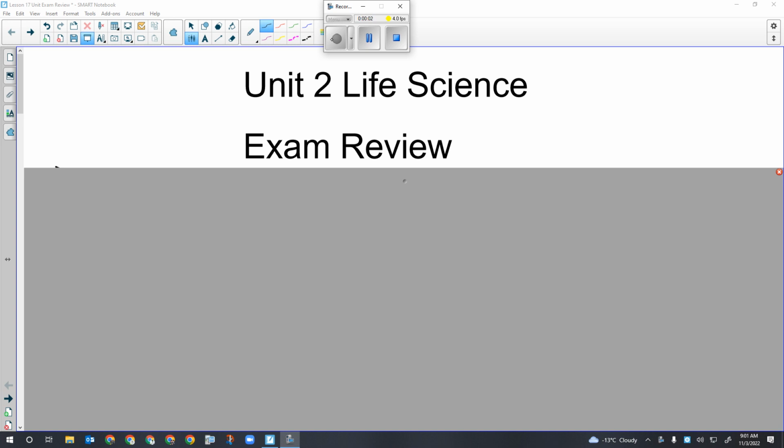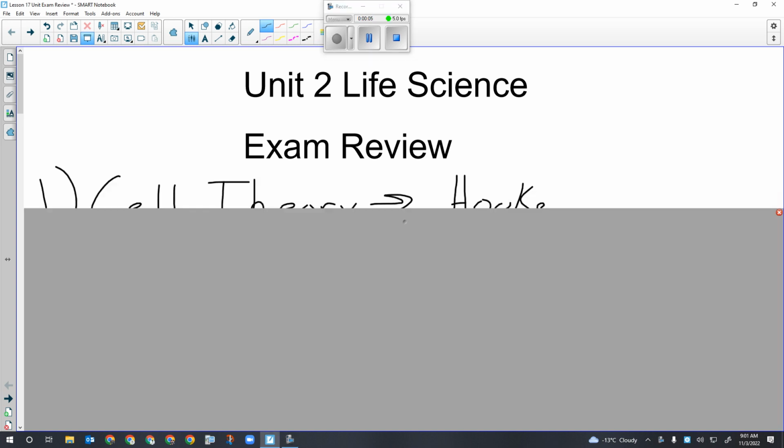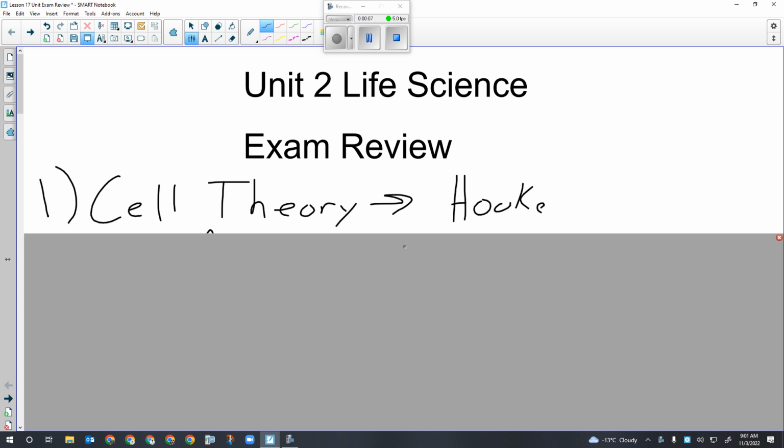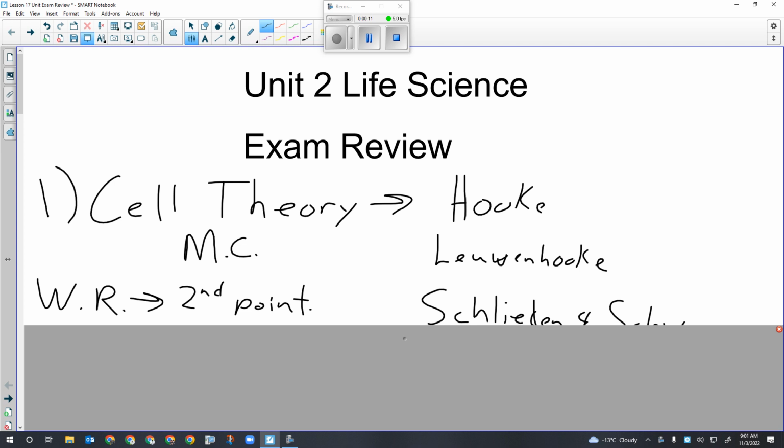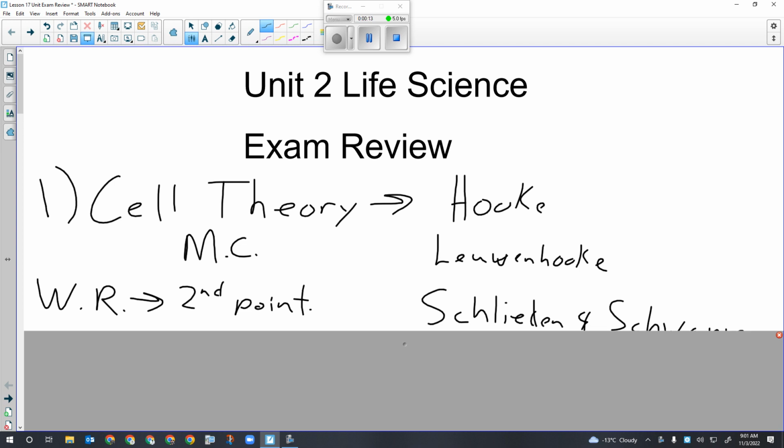For our unit exam review here, okay, our first topic in this unit was the cell theory. So should you know the 3 points of the cell theory? Yes, they absolutely set up wonderfully for a multiple choice question that goes something like this: which of the following is not part of the cell theory, as most multiple choice questions have 4 points.